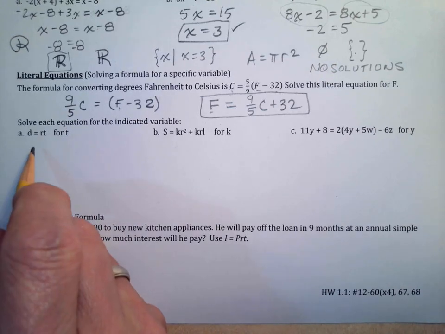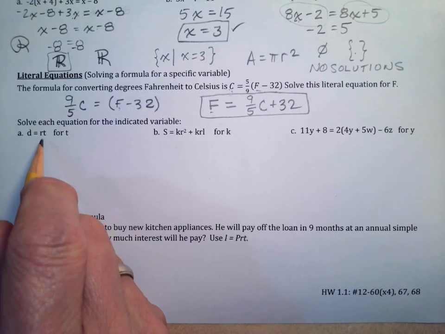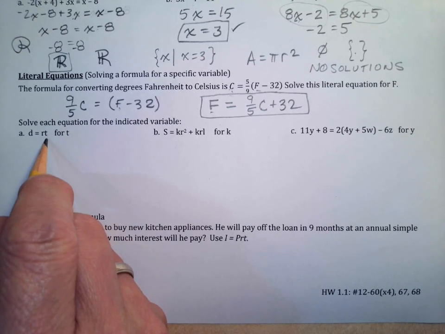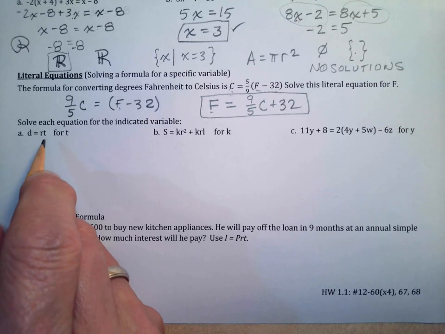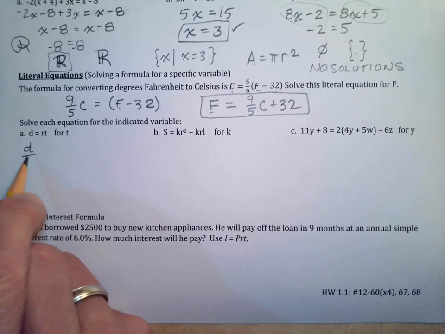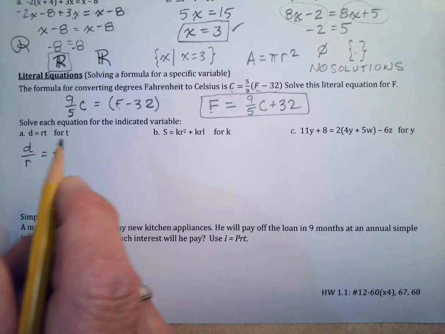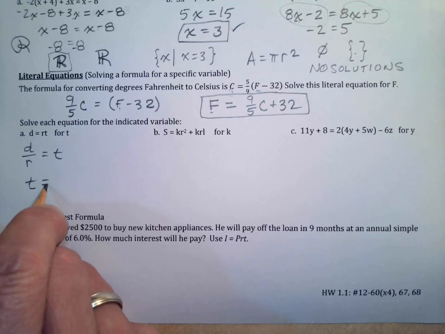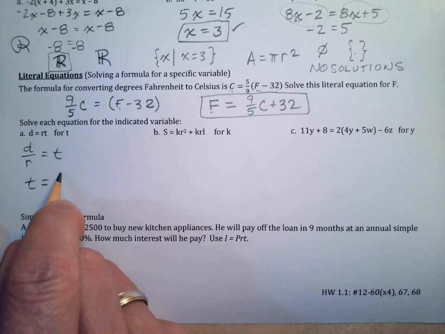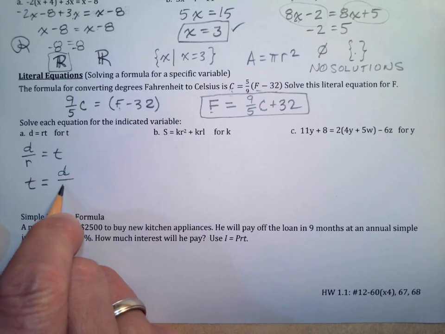All right, so for this one, it's pretty straightforward. We're simply going to try to get the t by itself, so I'm going to divide both sides by r. So we have d over r equals t, but generally we'd like to put the t by itself first. And so t is equal to d divided by r.